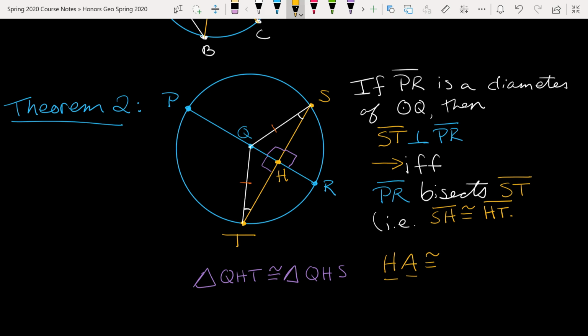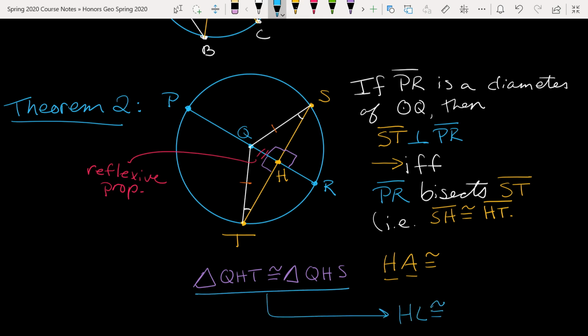Another way to do this, and maybe one you're a little bit more familiar with, is to recognize that QH is congruent to itself. That's just the reflexive property. If we know that, then even if we don't recognize that angles T and S have to be congruent to each other, we can come to this same statement by hypotenuse leg congruence, knowing that the hypotenuses QS and QT are congruent, and QH being in both triangles is congruent to itself.